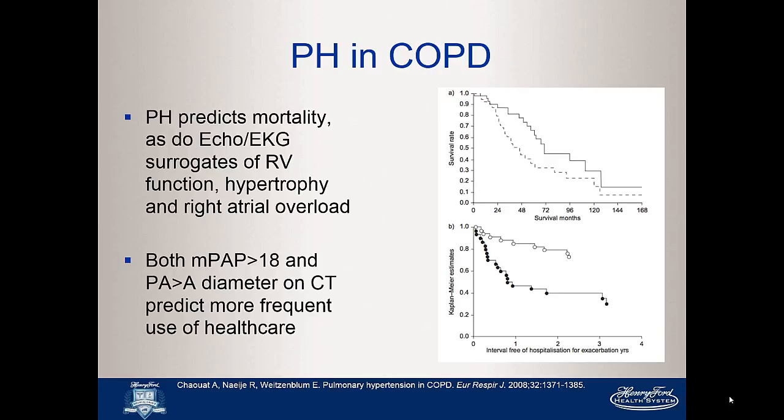The chart on the top does show survival in months based on the dashed line, which is going to be your patients with a mean PA pressure greater than 40 and without the concomitant left heart disease, compared with the solid line of patients who didn't. We have other markers to look at this. They all correlate: EKG, echo evidence of RV function, hypertrophy, right atrial overload, CT findings, including a PA that's larger than the aorta or the trunk, all predict more frequent use of healthcare in COPD.